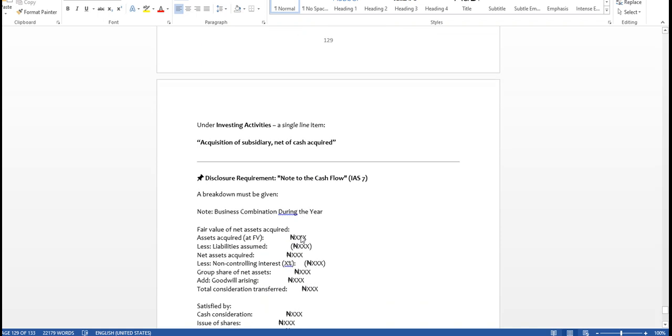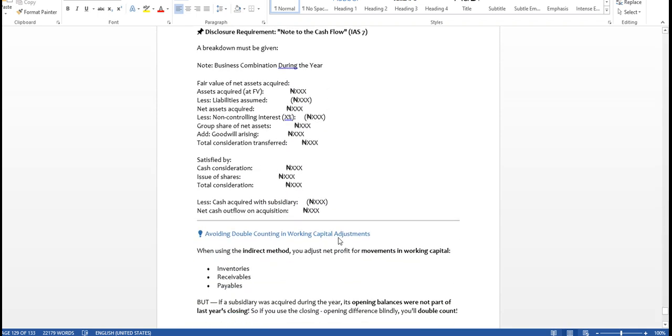Now, disclosure requirement. What are you to disclose? You give us a breakout: your fair value of net asset acquired, the cash consideration, the issue of shares, total consideration, all those things are to be included. Then you avoid double counting in working capital. This place is very sensitive. Avoid double counting. Don't forget in your single cash flow statement, I told you that the changes in your working capital have to be adjusted, have to be recorded, or movement in working capital.